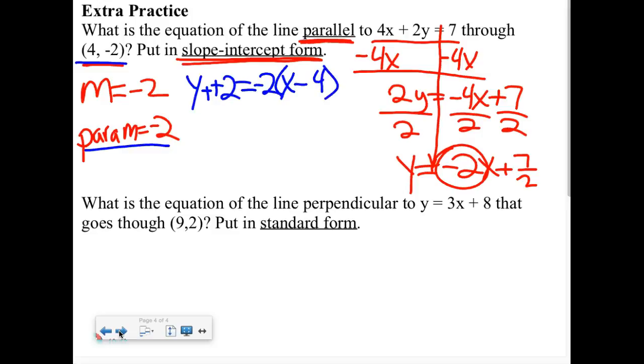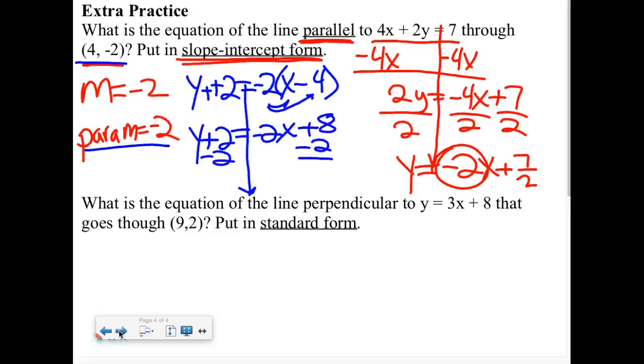So now again, though, we're asking for slope-intercept form, so we can't leave it like this. I have to put it into y equals mx plus b. I'm going to distribute this negative 2 here. I have y plus 2 equals negative 2x. I have negative 2 times negative 4, that's going to give us positive 8. I'm going to minus 2, and our answer is going to be y equals negative 2x plus 6. And there we go.